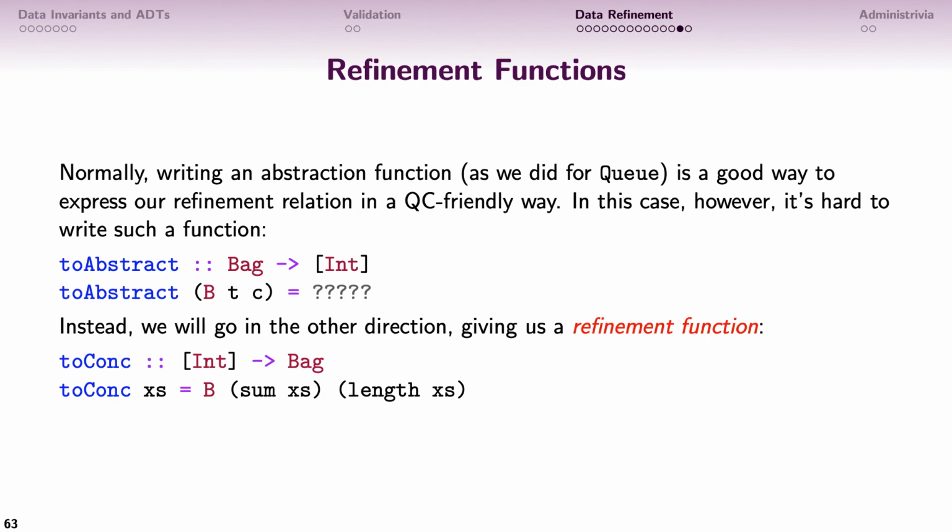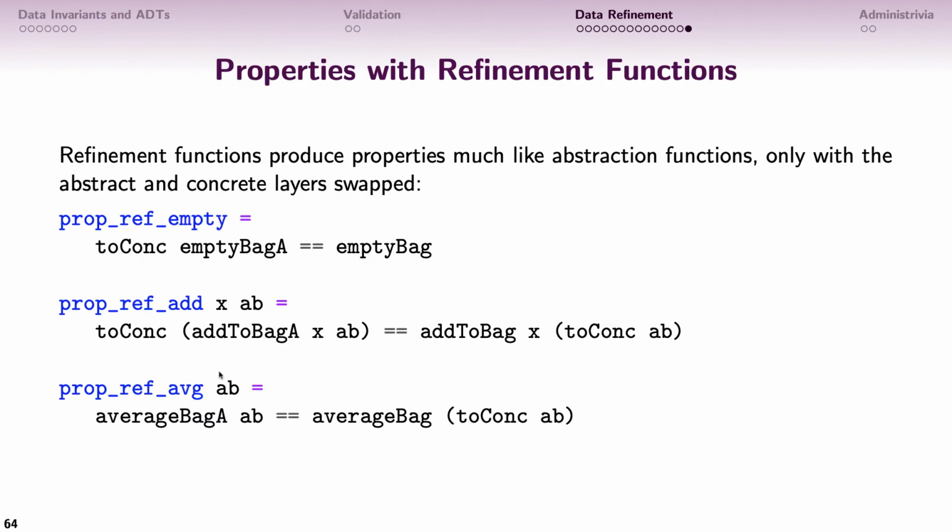So the way we implement our properties is very similar to the ones with the abstraction function, except the refinement function is placed on the opposite side of the equals. So we say, take my abstract bag, convert it to a concrete implementation, and it should be equal to the empty bag. And similarly, if I add an element to my abstract bag and convert it to the concrete implementation, that should be the same as the concrete implementation of my bag with the new element added. And then average bag of the two should be equal as well, right? This is essentially the same structure that we saw with our abstraction function, except it's all swapped around.